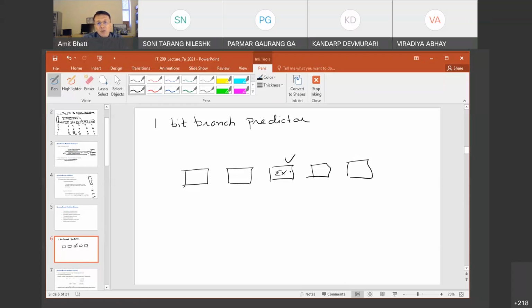So you don't need to have anything in the execute stage. So where should I put my branch predictor so that I can save some cycles? At the fetch stage. At which stage? Fetch stage. Okay. Any other answer? Okay. So probably he's right, and let us try to understand why.